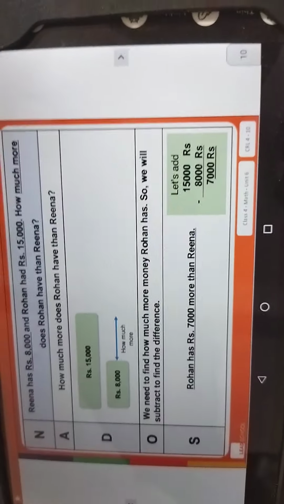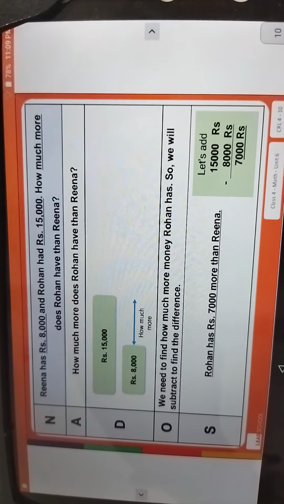Now look at these sums, everyone, and write them down in your notebook. I'll give you 1 minute. You have to complete your work.